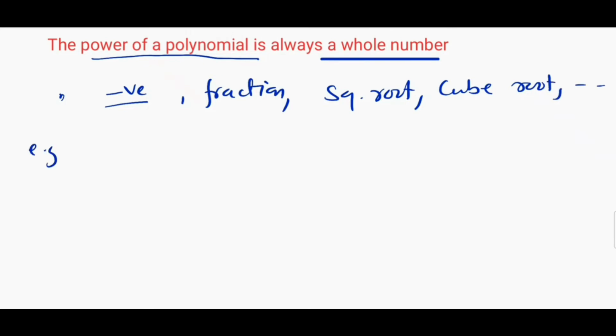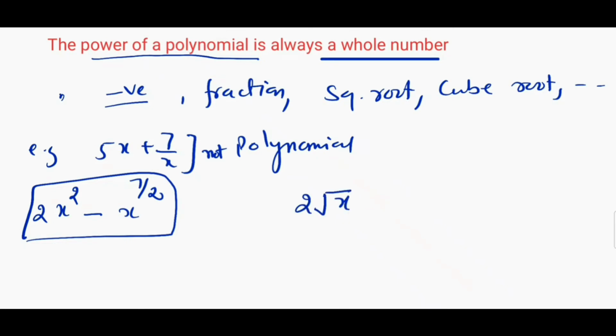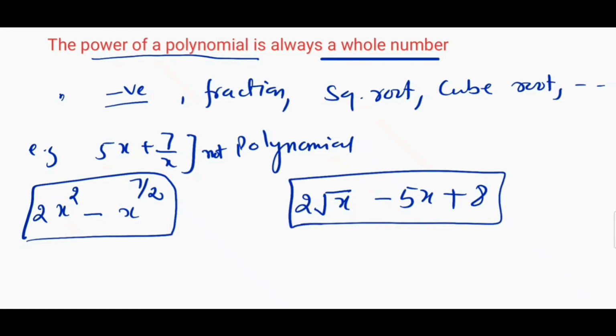So for example, 5x plus 7x, this is not a polynomial, but this is an algebraic expression. Similarly, if I take 2x square minus x raised to power 7 by 2, this is an algebraic expression. This is not a polynomial. Similarly, if I take this, minus 5x plus 8, this is also an algebraic expression but not a polynomial.